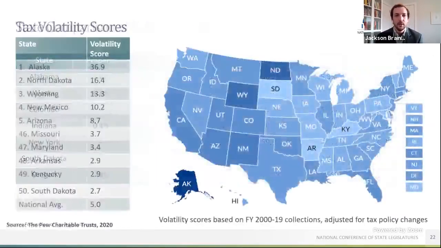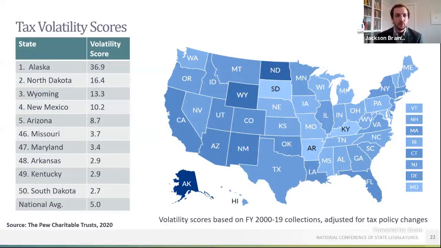Next slide, please. This map here comes from the Pew Charitable Trusts, which recently put out a report that measured revenue volatility across states from fiscal years 2000 to 2019. Most states rely on a balanced variety of tax sources because it can help ensure stability in their collections. And we've seen how important budget stability can be for states over the last year or so.